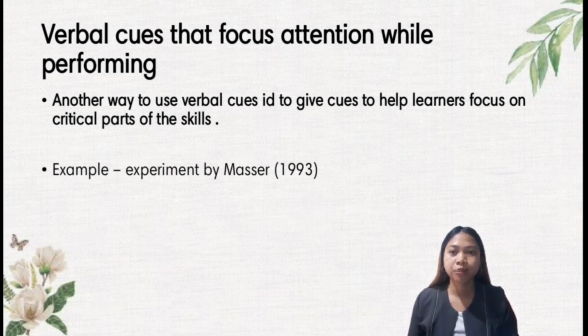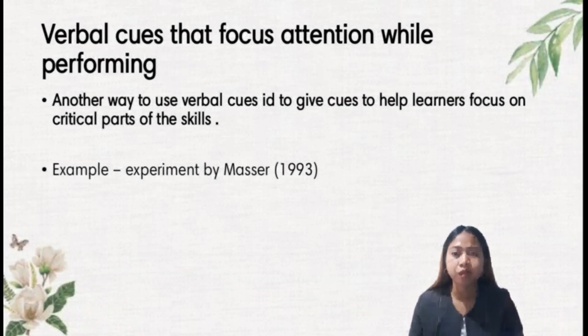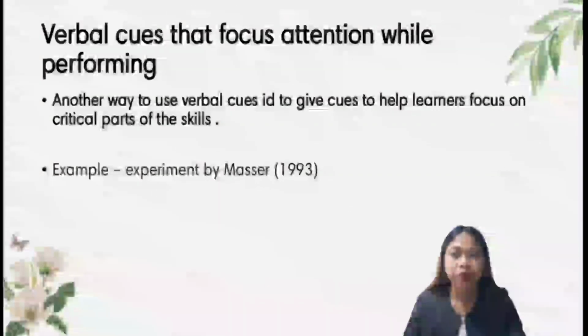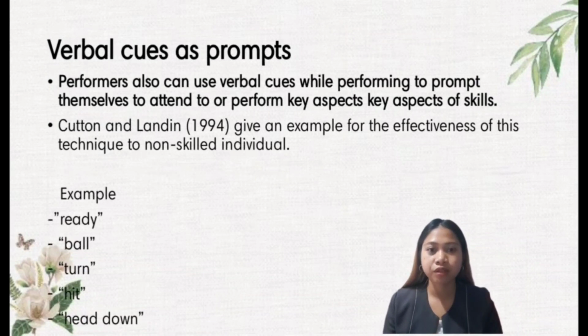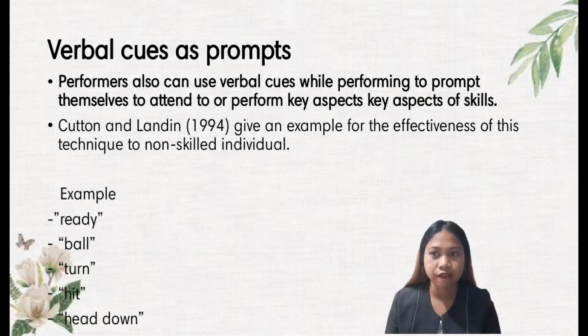The cued students maintained their acquired skills 3 months after practice, whereas students who had not received these verbal cues performed the headstands poorly 3 months later. A similar result occurred in an experiment using verbal cues to emphasize critical parts of the forward roll. Verbal cues as prompts. Performers can use verbal cues while performing to prompt themselves to attend to or perform key aspects of the skills. Cotton and London, 1994, give an example of the effectiveness of this technique with non-skilled individuals.